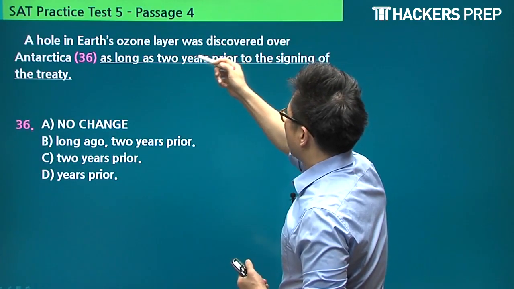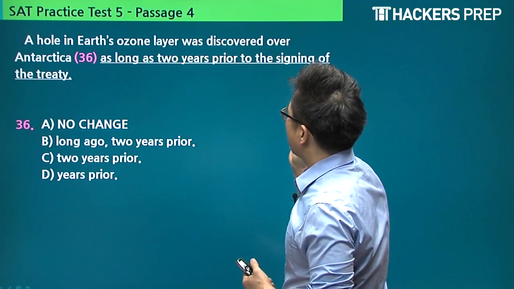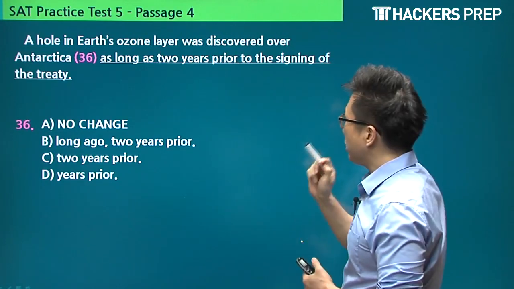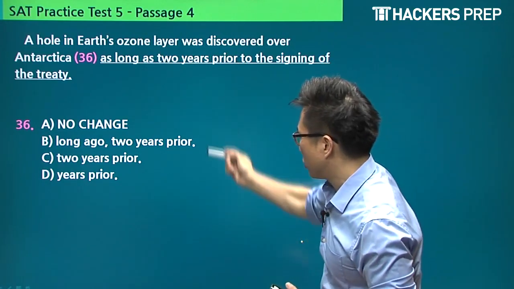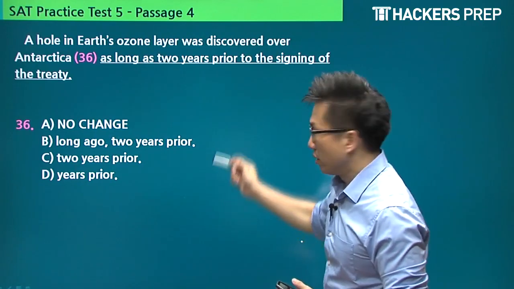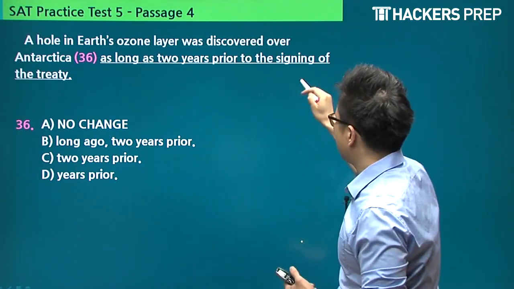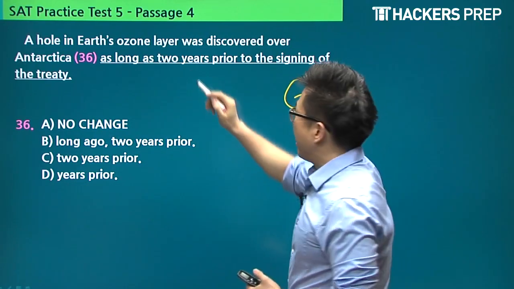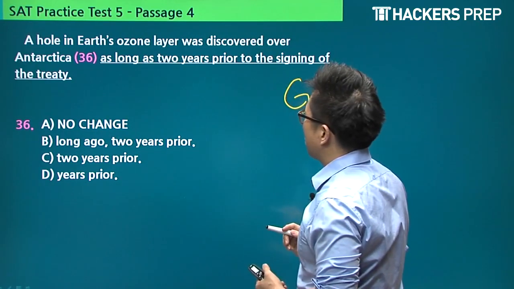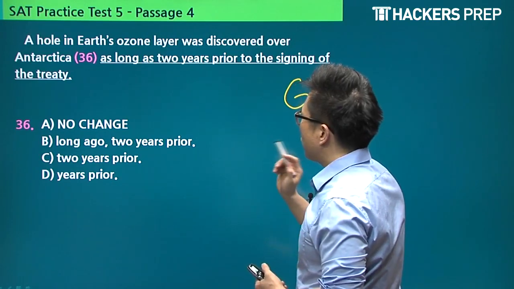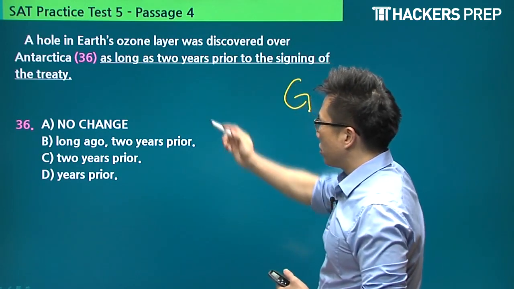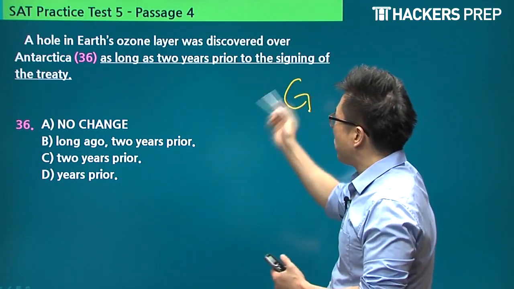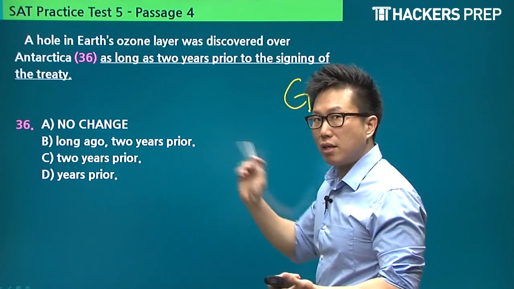You have a hole in Earth's ozone layer was discovered over Antarctica as long as 2 years prior to the signing of the treaty. Now, if you look at the answer choices, there are differences in words here. Some are short, some are long, so this is a grammar question. Consider the original: as long as 2 years prior to the signing of the treaty. This sounds very long, especially when you consider the other answer choices. The minute you see the answer choices, you might say maybe we can find something a little more concise than this.